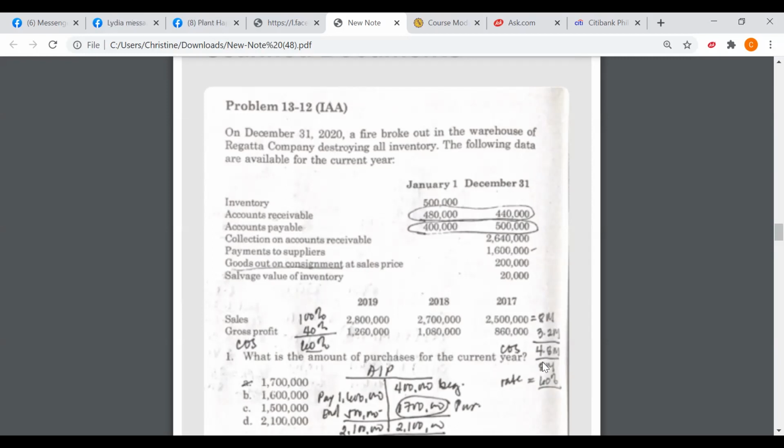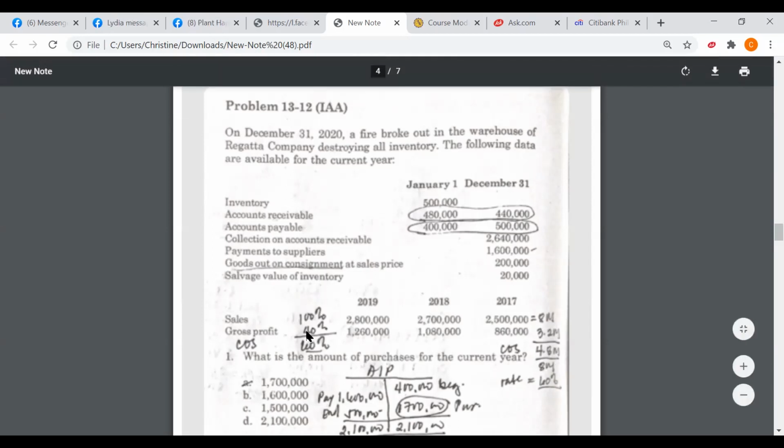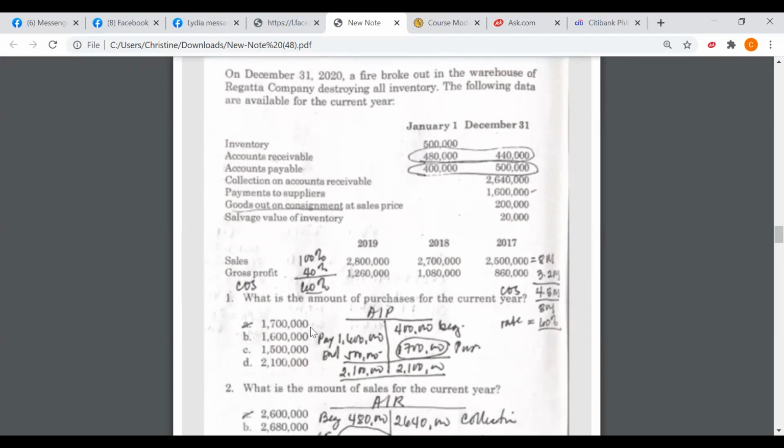COS of 4.8 divided by your sales of 8 million. So our COS rate is 60%, because our gross profit rate is 40%. Okay? So first question, what is now the amount of purchases for the current year?